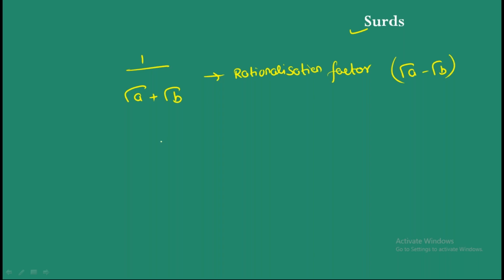So for root a plus root b, what is the rationalization factor? Sorry, it's not like 1 divided by. We can say simply, root a plus root b, the rationalization factor for that is root a minus root b. Rationalization factor is important. Now, one by one, we'll see the questions. You can learn a lot related to the questions.